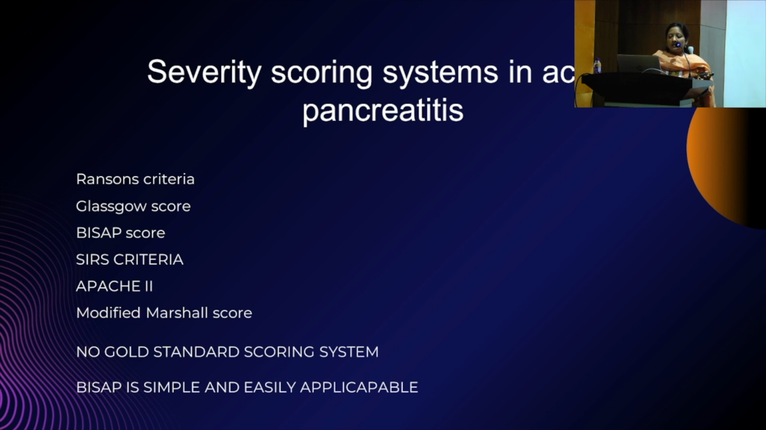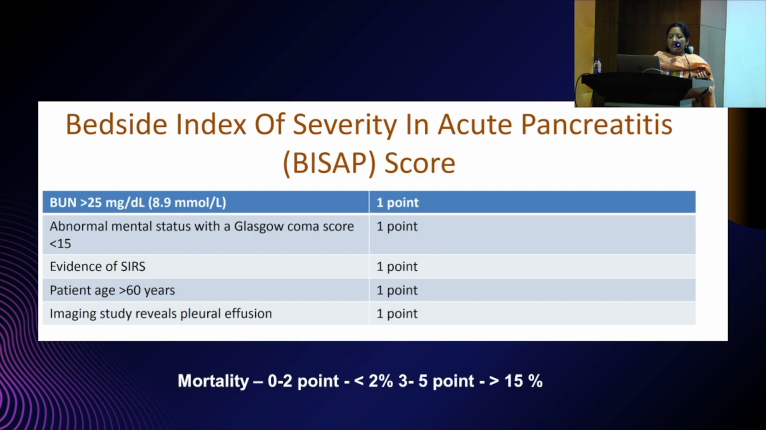So there are a whole range of scoring systems that have been identified, like Ranson's, Glasgow, BISAP, APACHE II, Modified Marshall, but none of them are gold standard. BISAP is the one which is simple and easily applicable. It is a bedside index which includes raised blood urea nitrogen, abnormal GCS less than 15, that means features of encephalopathy, evidence of systemic inflammatory response, age more than 60, or presence of pleural effusion. So these are the 5 points.